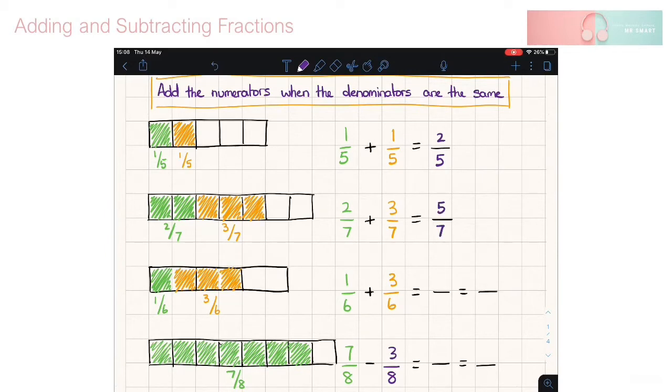In my third example, 1/6 plus 3/6 equals 4/6. Now remember, you may need to simplify or cancel your fraction at the end. So in this case, 4/6 becomes 2/3. Okay, and in my final example, 7/8 minus 3/8, when I subtract 1, 2, 3 of those green eighths, I end up with 4/8 left, 4/8, which equals 1/2.